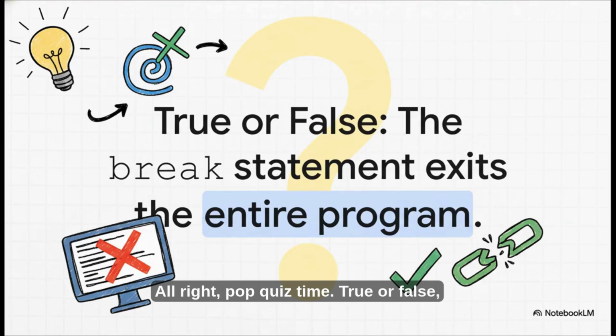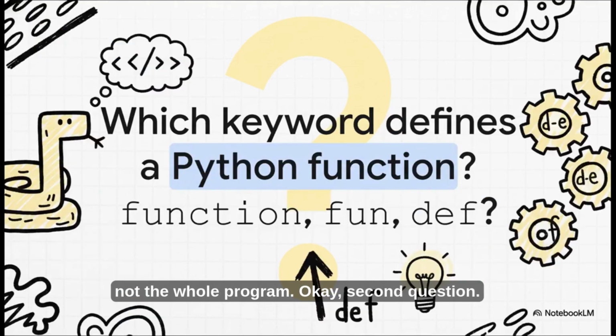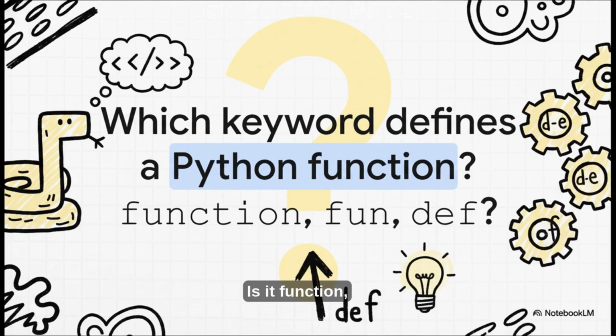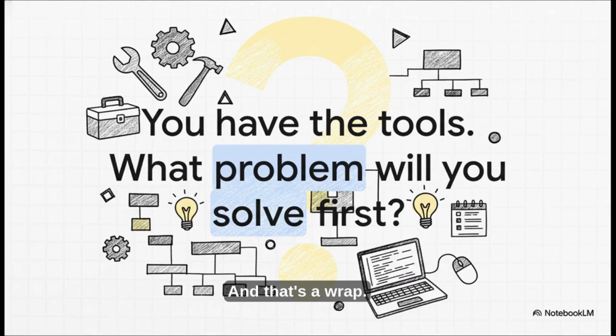All right, pop quiz time. True or false, the break statement exits the entire program. What do you think? The answer is false. It only breaks out of the loop it's currently inside, not the whole program. Okay, second question. Which keyword do you use to define a function? Is it function, fun, or def? This one should be a gimme. It's def, of course.